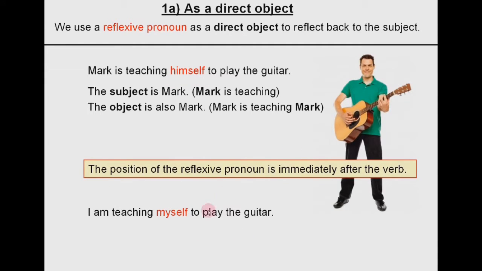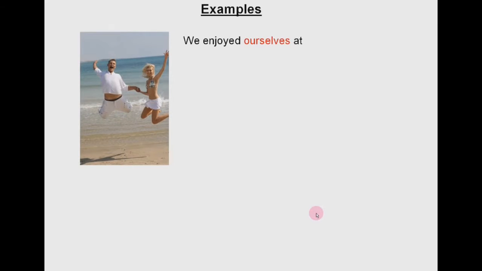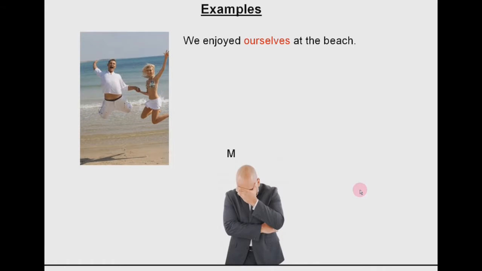Some more examples. I am teaching myself to play the guitar. Jane is teaching herself to play the guitar. So Jane is female, so we use the third person singular female reflexive pronoun, herself. Examples. We enjoyed ourselves at the beach. Mark blamed himself for the car accident. Okay.